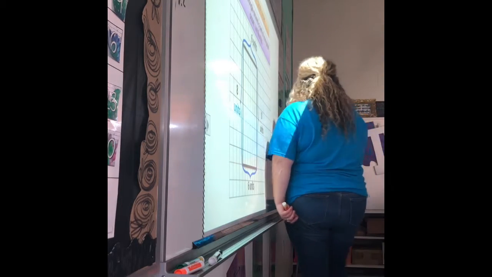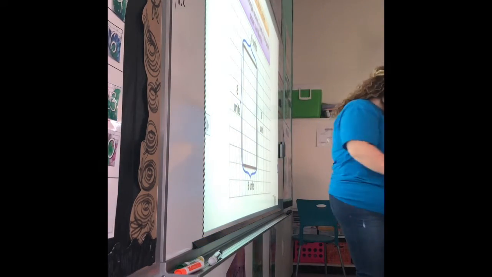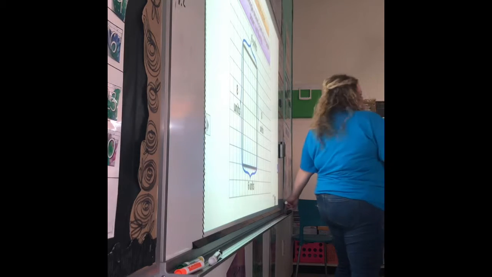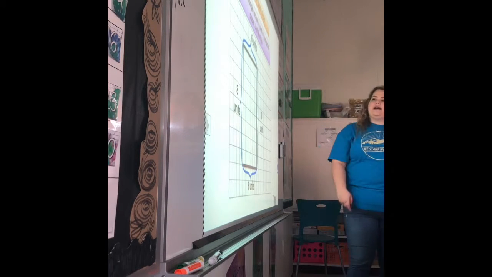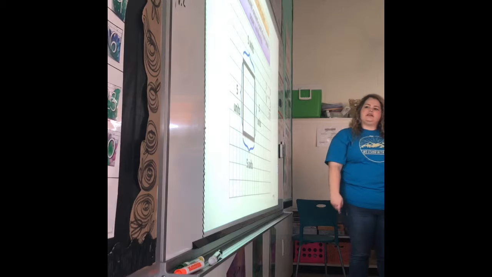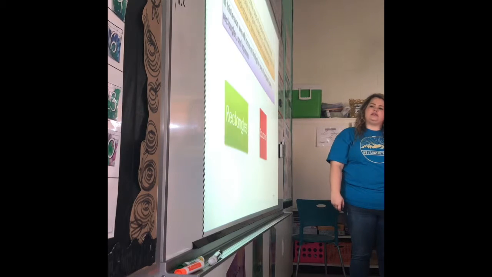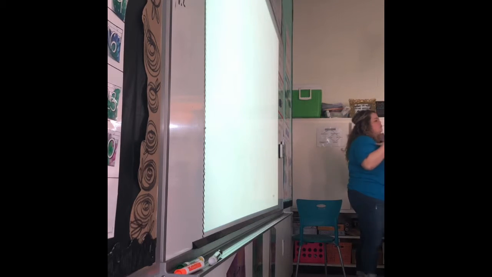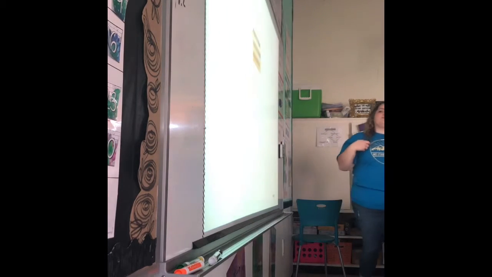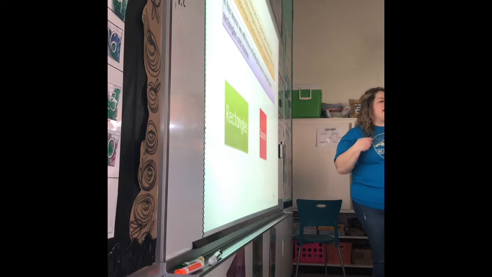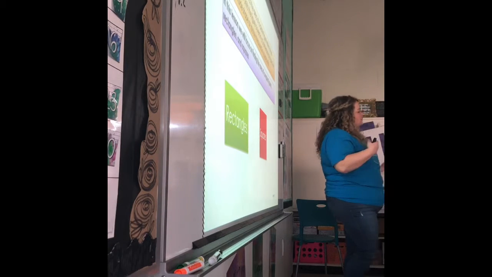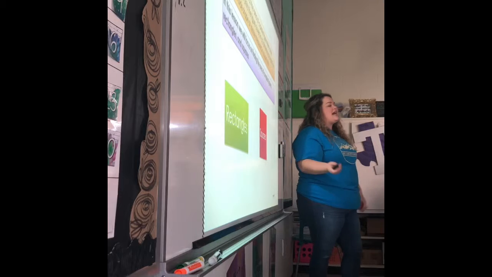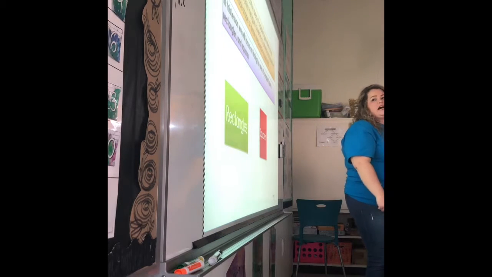Alright. So, next we are going to do area. Let me get to that on the PowerPoint. The essential question for this is how do I find the area of a rectangle? And we already mentioned that rectangles have 2 sets of equal sides and squares have 4 equal sides.